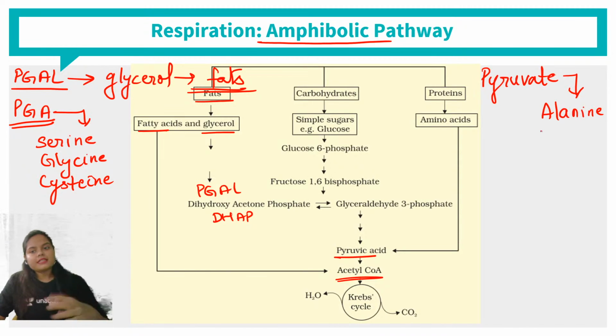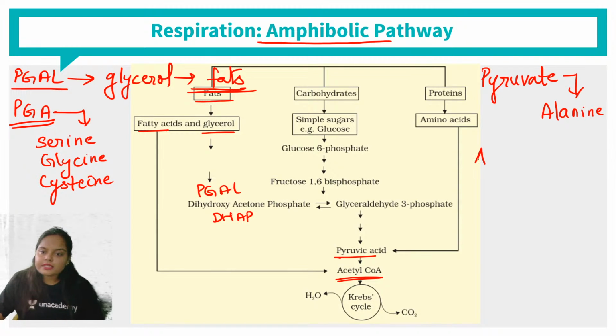Okay, now let's say alanine needs to enter into the Krebs cycle. So what will it do? Or in the respiratory cycle, what will it do? The alanine will get converted into the pyruvate. Okay, serine, cysteine, glycine, they can convert back into the PGA molecule and then enter into the cycle. This is how they interconvert and they enter into the cycle, right?